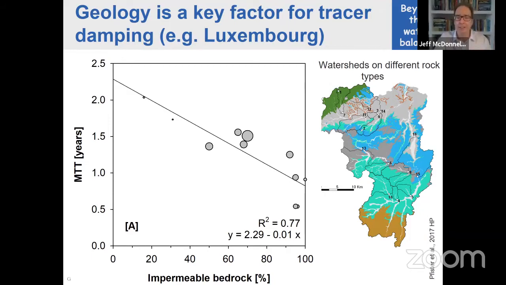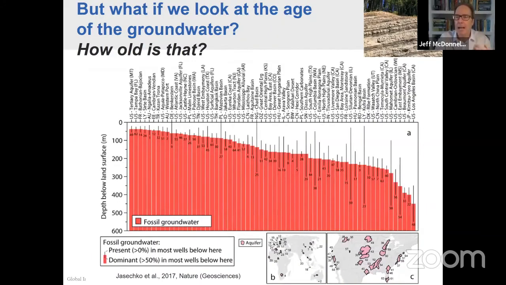And again, think about your numerical model that you're using. Are you thinking of waters in your streams that are some years or decades old? Or are the waters in your hydrograph that day's rainfall or that week's rainfall? Here, if we go deeper, how does the age change?